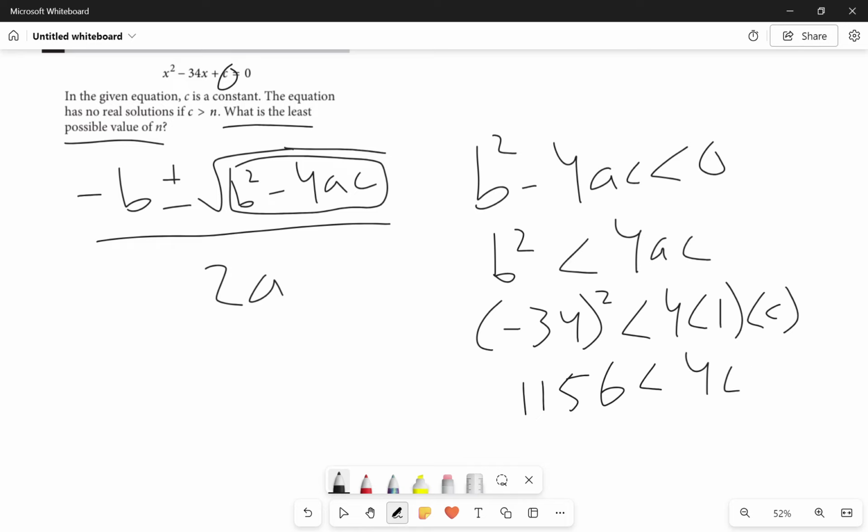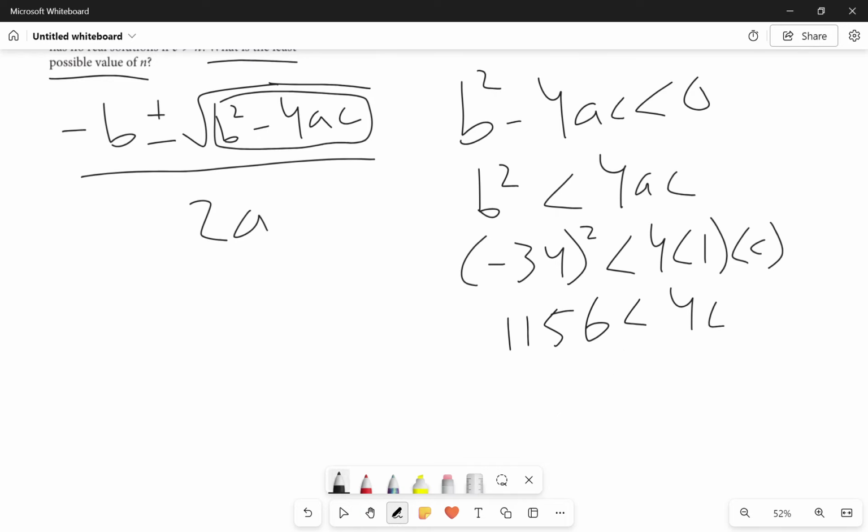Now we solve for c simply by dividing by 4. So you get c is greater than 1156 over 4. Well, 1200 over 4 would be 300. And then from 1200 to 1156, that difference is 44. 44 over 4 is 11. So 300 minus 11 would be 289. So you get c is greater than 289.